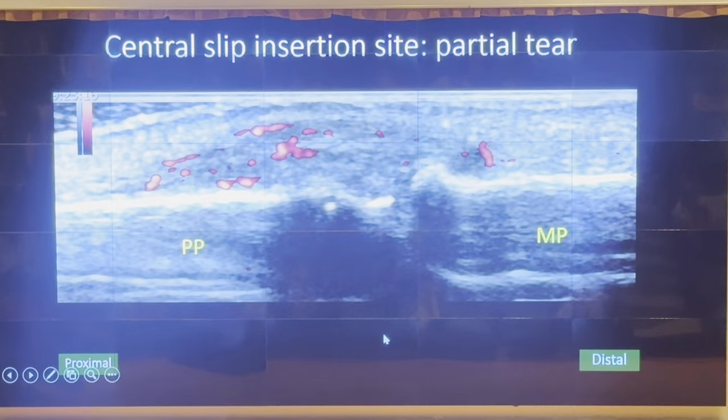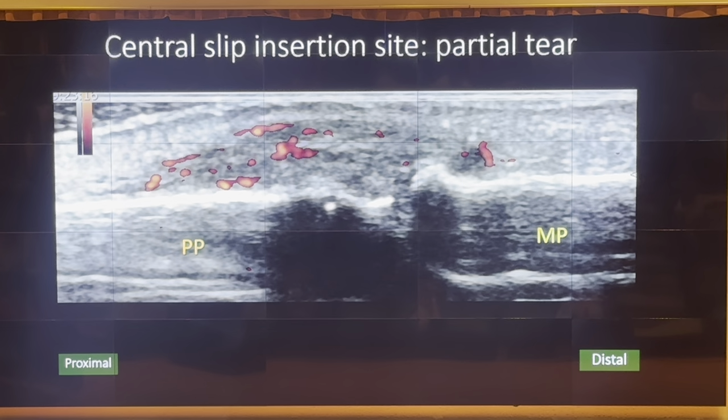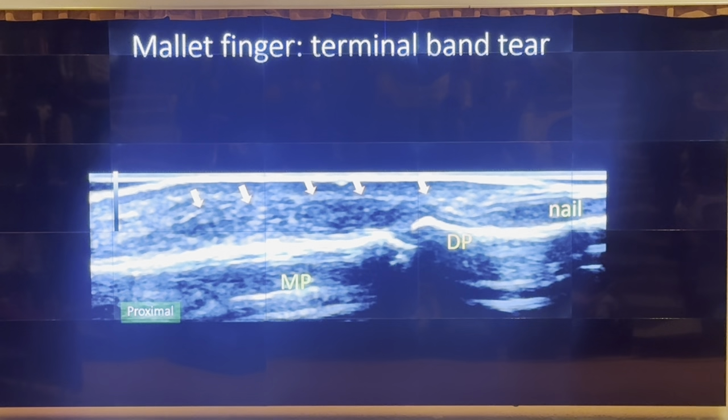For example, this is a case you can see very clearly. This is the central slip insertion site, this is the proximal phalanx, this is the middle phalanx, and you can see the insertion of the central slip is very swollen with increased blood flow. And in the fiber, maybe you can say there is a little partial tear, because you can find some hypoechoic cleft in it. For the middle finger terminal band injury, you can see I go back from the nail, and the terminal band is very swollen. You can perform the dynamic examination to check if the tendon is totally torn or only partially torn.